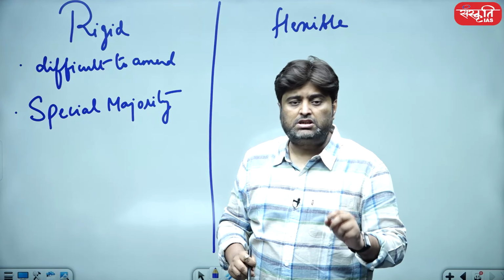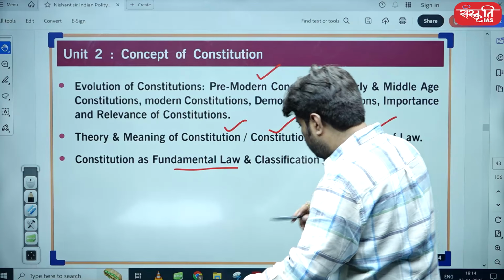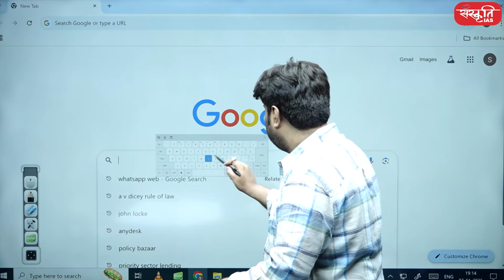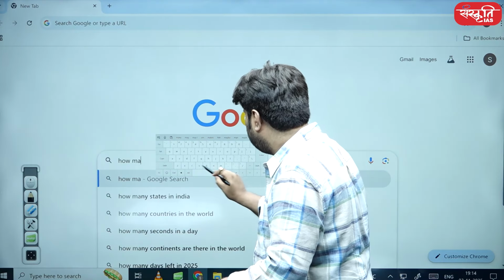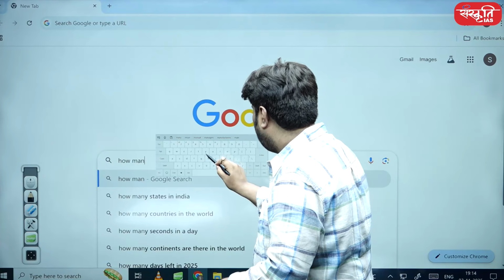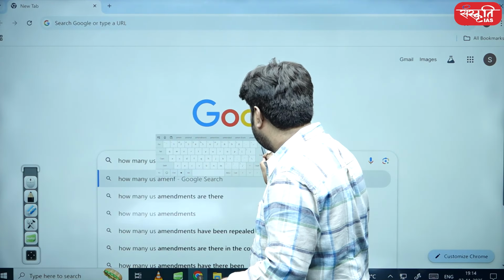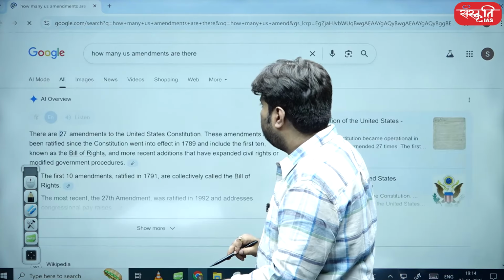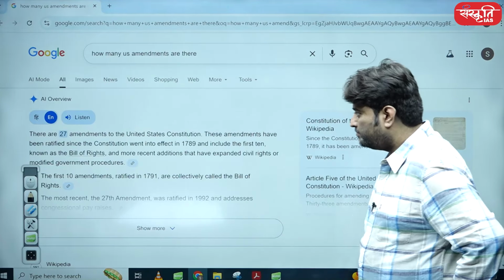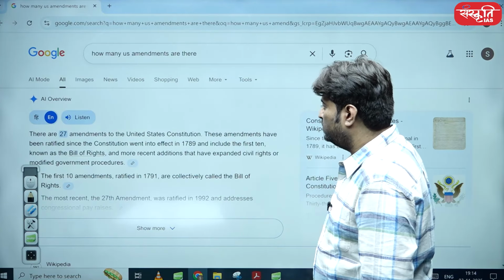अमेरिका का कॉन्स्टिट्यूशन केवल 27 बार अमेंड किया गया. Let me cross check whether it is 27 or 28. I have to take the help of Professor Google. So let me type, I guess it is 27. How many US amendments are there? It is 27. ChatGPT is suggesting 27. And the 27th amendment has been there in the United States so far.